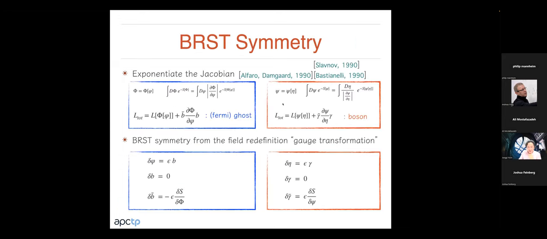What you can do is exponentiate this Jacobian into the Lagrangian. For the bosonic case, you use fermion ghosts as usual. You exponentiate the Jacobian into the action. For the fermionic case, you exponentiate the Jacobian with some auxiliary boson. And then this total action has some BRS symmetry. You can easily imagine that this BRS symmetry is nothing but generated by the field redefinition, like in a gauge theory, where BRS symmetry comes from the gauge transformation. This also involves some ambiguity or freedom in performing the field redefinition. So you can also show that.